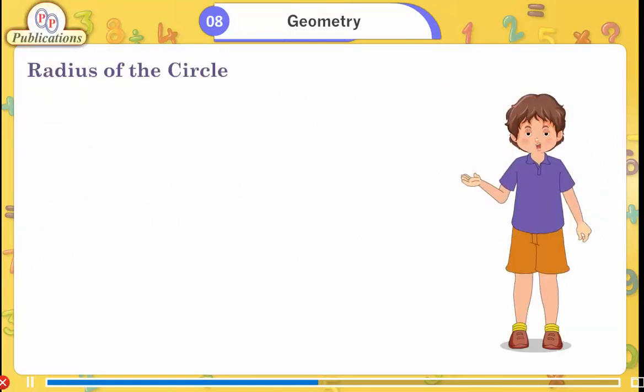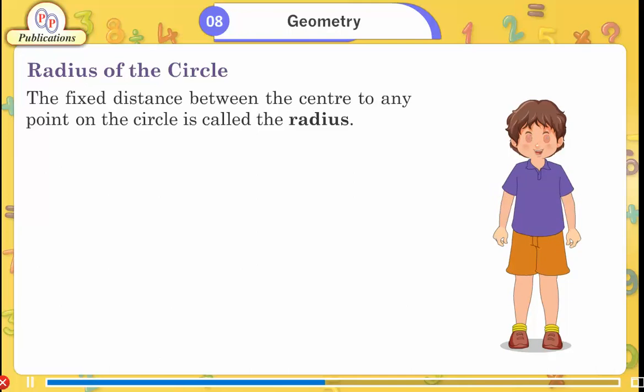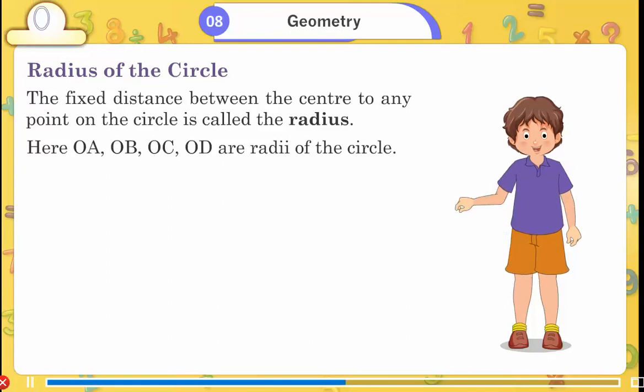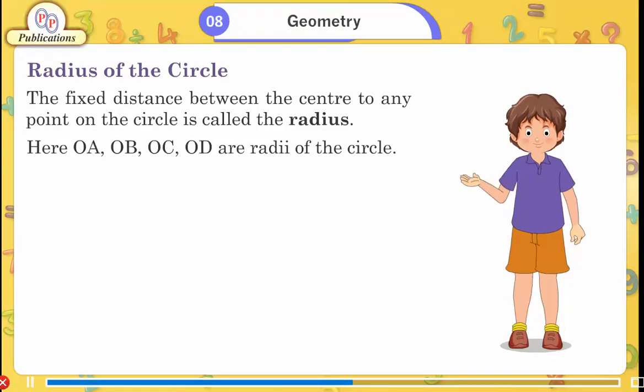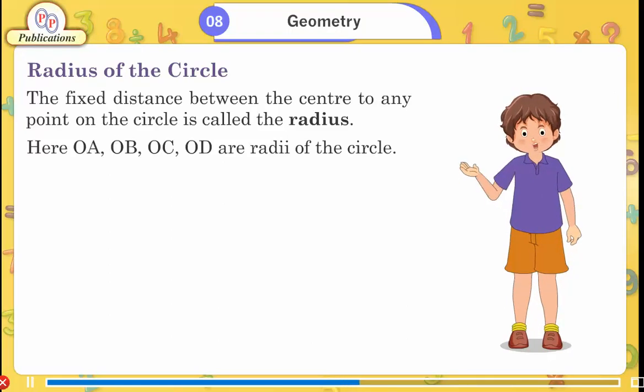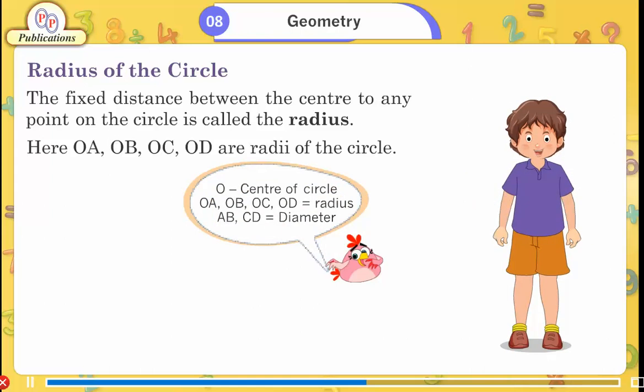Radius of the circle. The fixed distance between the center and any point on the circle is called the radius. Here, OA, OB, OC, OD are radii of the circle. O is the center of the circle. OA, OB, OC, OD are equal to the radius. AB, CD are equal to the diameter.